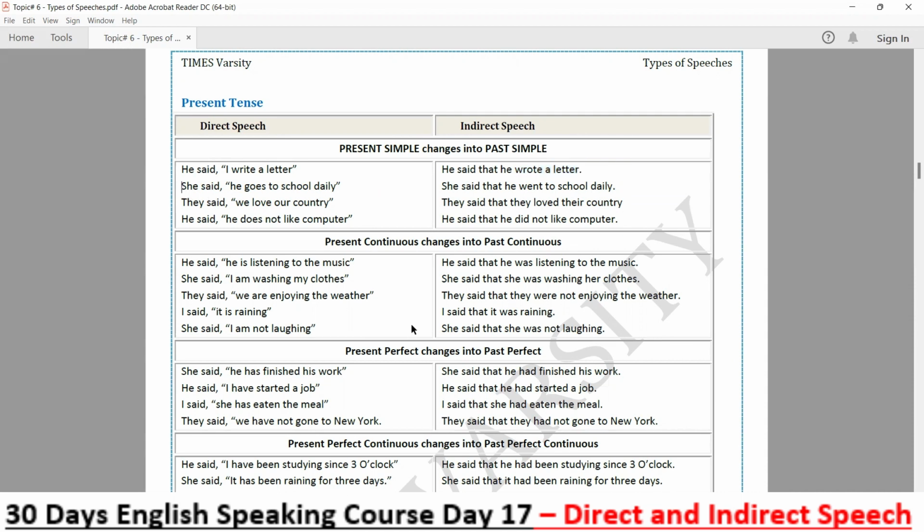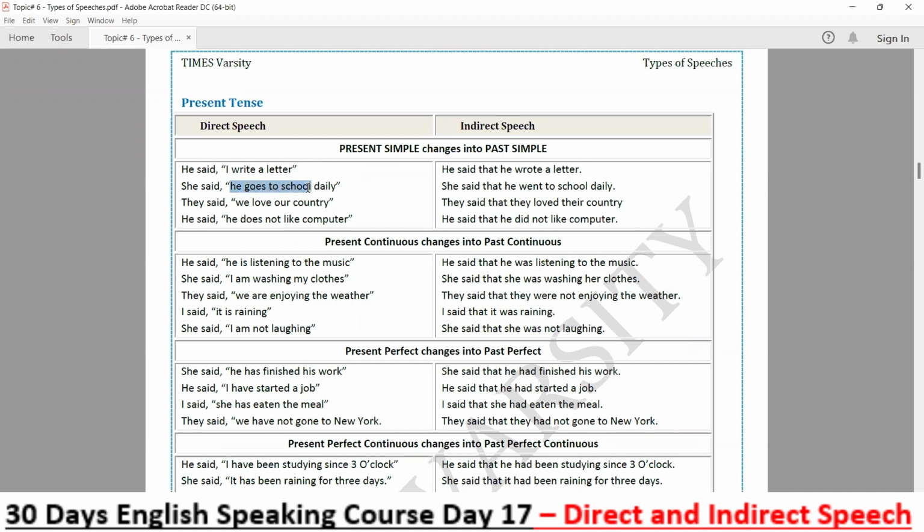All right. Now, Musab, it's your turn. Please read out the second sentence and differentiate between tenses. She said he goes to school daily. She said is past simple. Okay, past indefinite or past simple you can say. Right. Then he goes to school daily.